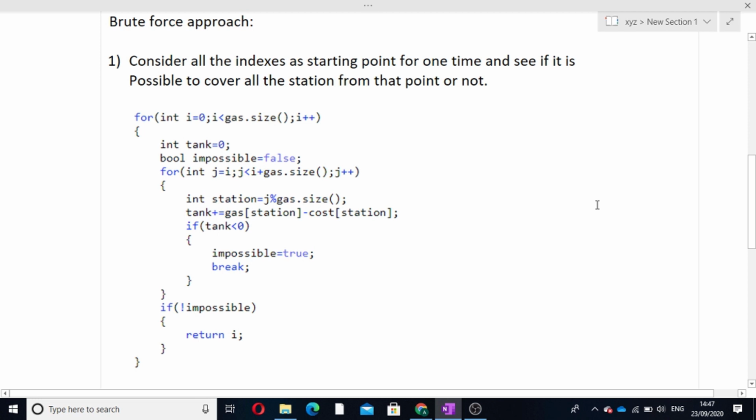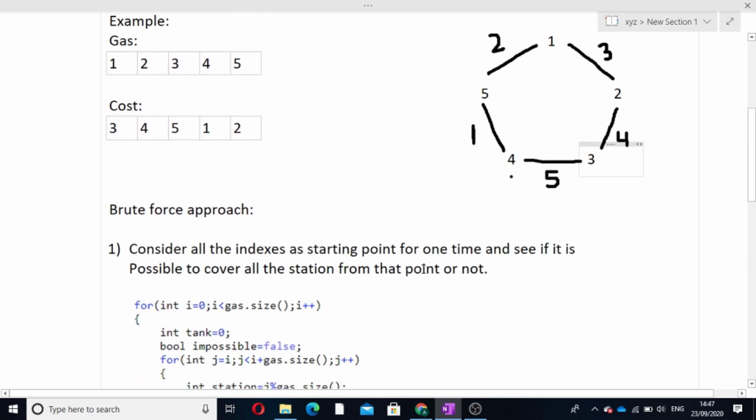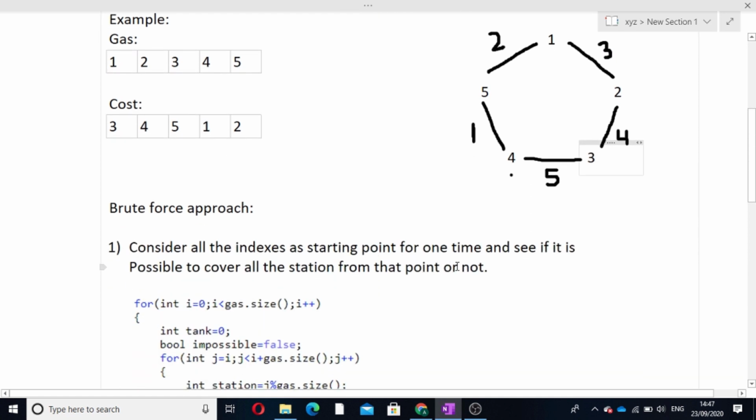First we will look at the brute force approach. The brute force approach is very simple. What we will do is consider each index as our starting point one time and see if it is possible to cover all the stations from that point or not. That is, each index is considered as a starting point.